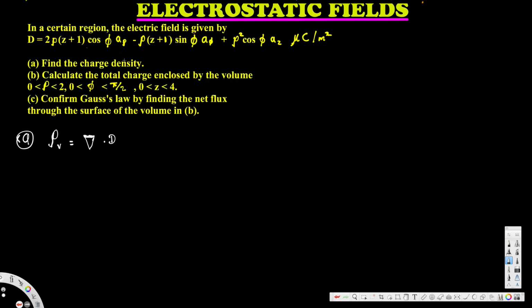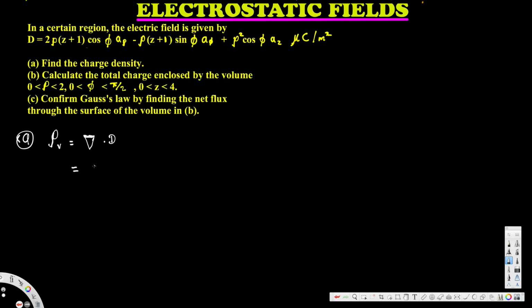Derivative. So we have to take the derivative of this D with respect to rho, with respect to phi, and with respect to z, right? Because we have rho, phi, z components, so we have to take the partial derivative with respect to each component and see what we get, and that's going to be the charge density. Now let's go ahead and do that.